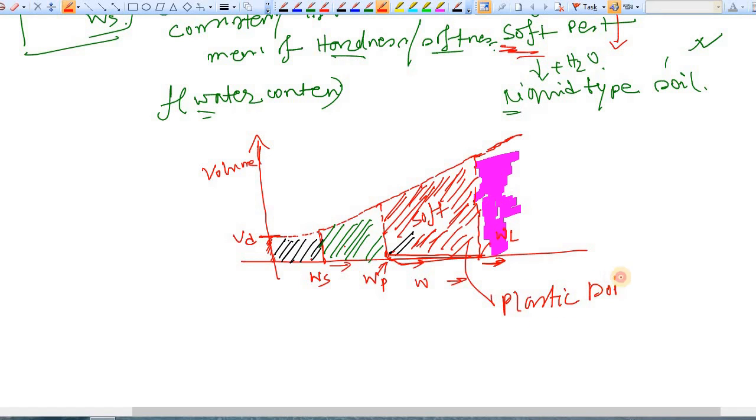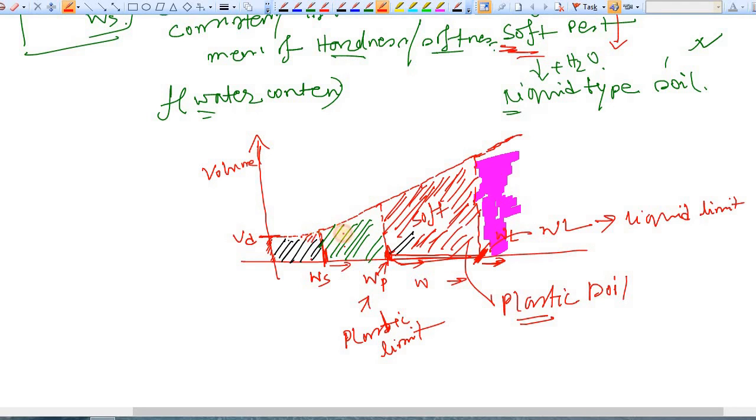And what is this WL? WL was the limit of water content after which your soil becomes liquid-like. That's why this limit is known as your liquid limit. Similarly, after this point, WP, your soil has become plastic, so this limit is known as your plastic limit. And after this WS, your hard soil paste has become semi-hard. This is known as your shrinkage limit.